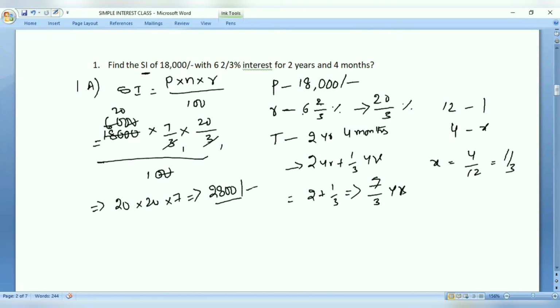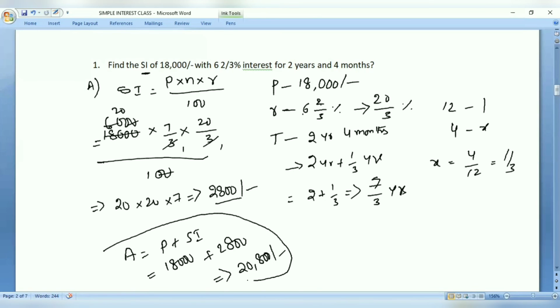For this particular problem, if they ask you, for example, what is the amount, means principal plus simple interest. What is the principal? 18,000. What is the interest that you received? 2,800. So finally the amount becomes 20,800. So this is when you are asked to calculate the amount. But when you are asked to calculate the simple interest, you can straight away answer the question as 2,800. Okay, so this is how we solve.